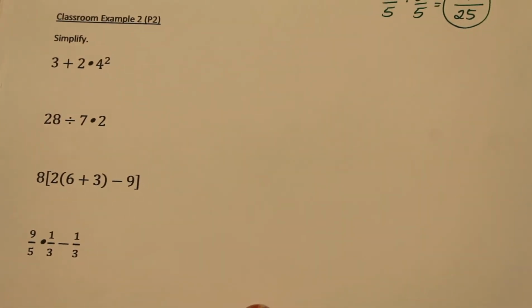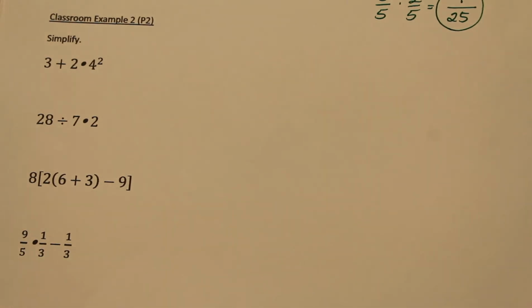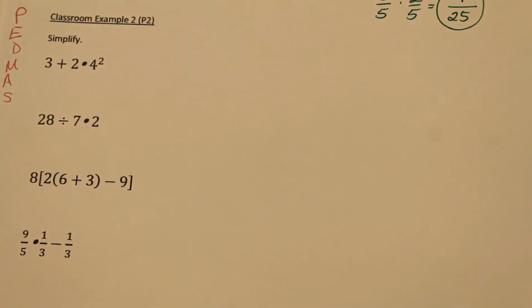Okay, let's try this next classroom example. We're going to do classroom example 2. And remember, we want to follow our order of operations. I think I'll just put them down on the side over here so that you can remember them. Parens, exponents, division, multiplication, addition, and subtraction, left to right.